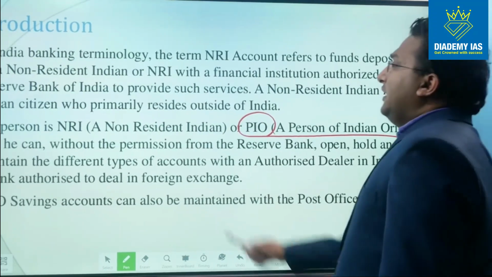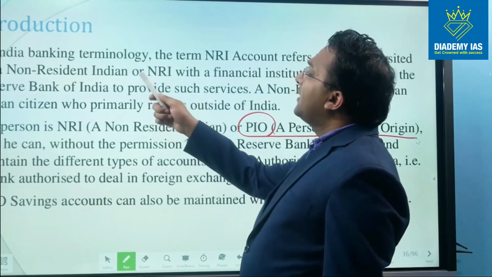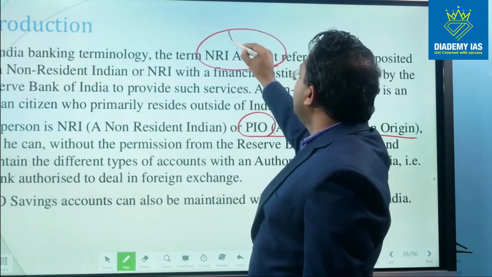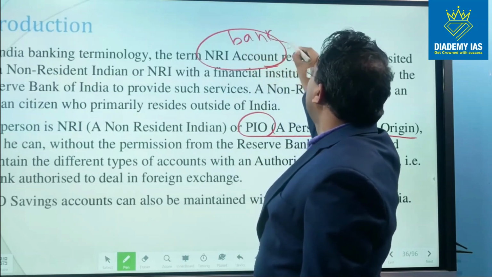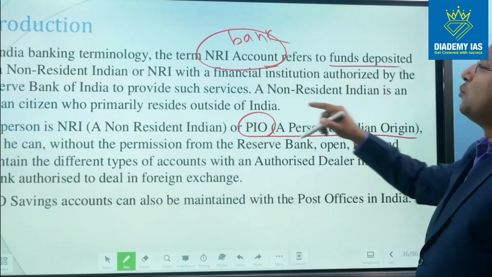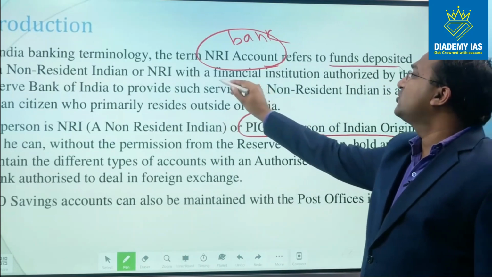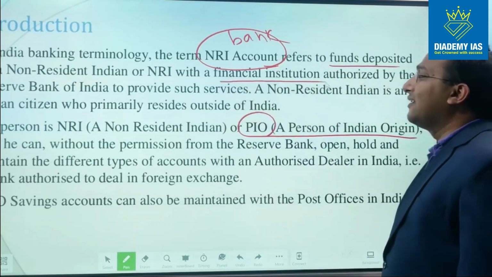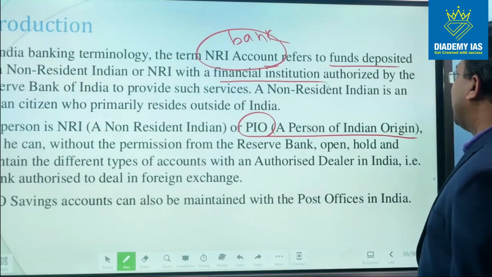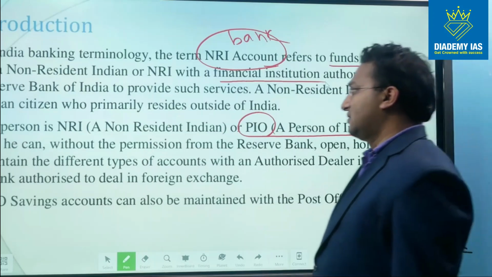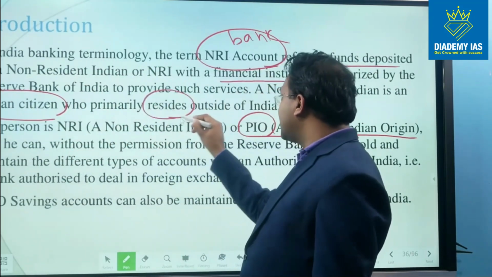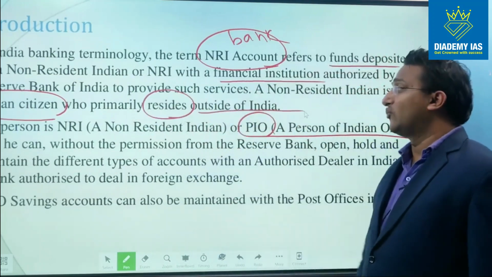So in India's banking terminology, the term NRI account basically means the account held by the NRI. It refers to the funds deposited by an NRI with a financial institution authorized by the Reserve Bank of India to provide such services. A non-resident Indian is an Indian citizen, right? So the person is a citizen who primarily resides outside India, so the residence is outside India, but the person is a citizen of India.